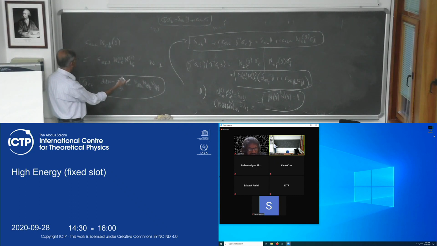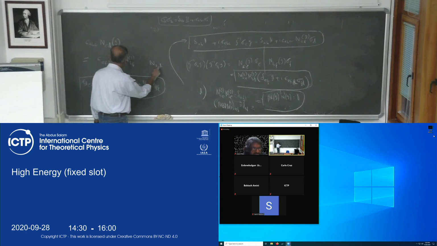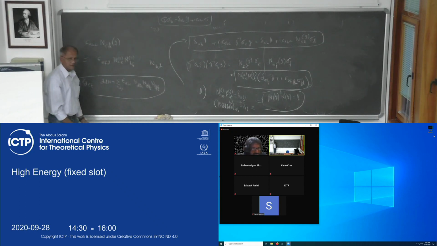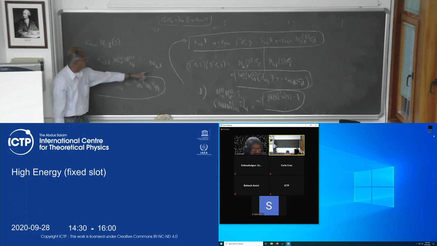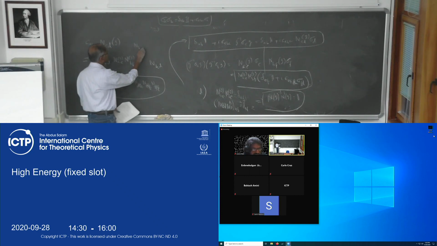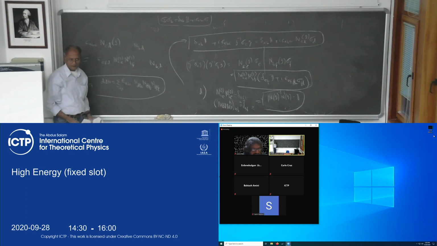Do you see any index which is not appearing? A, B, C, D, E, F, G, H, or K, let's say K. Right? So let me multiply both sides of this equation by NKD, okay, and sum over D.